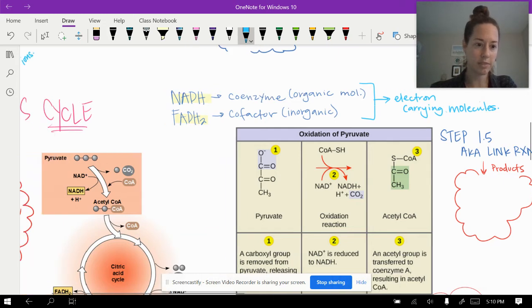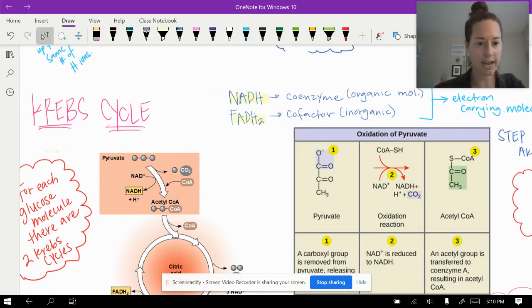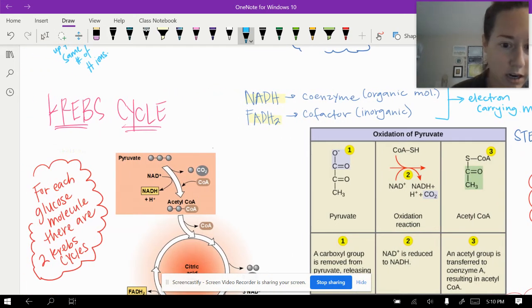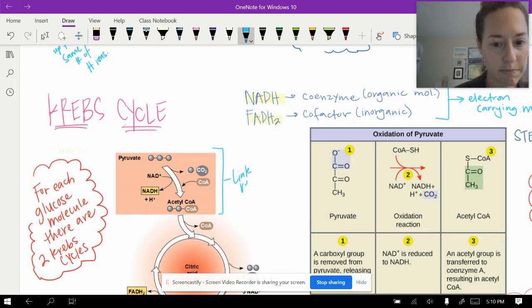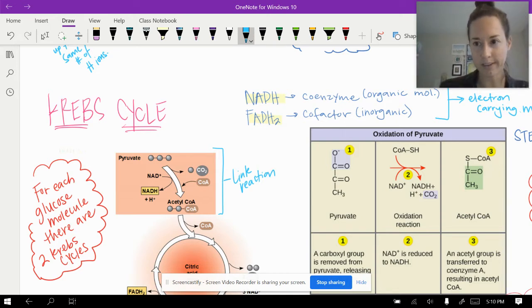So let's look at the Krebs cycle, and we're going to start with this link reaction, which is happening right here. This is the link reaction, which remember I labeled as like step 1.5.